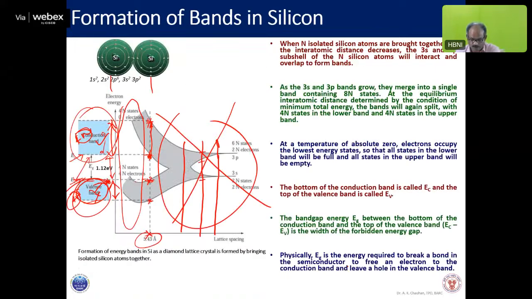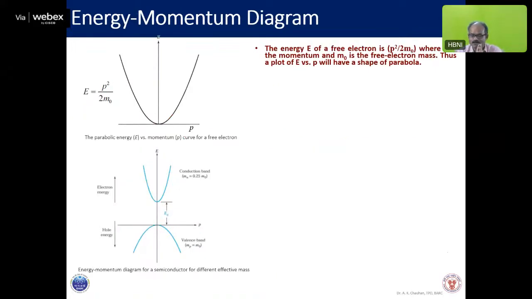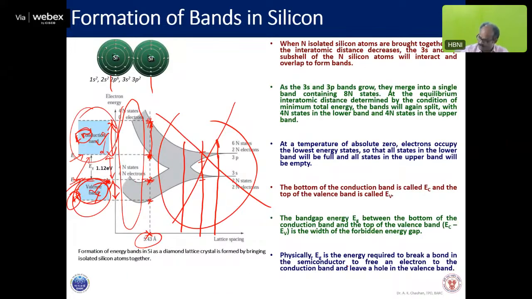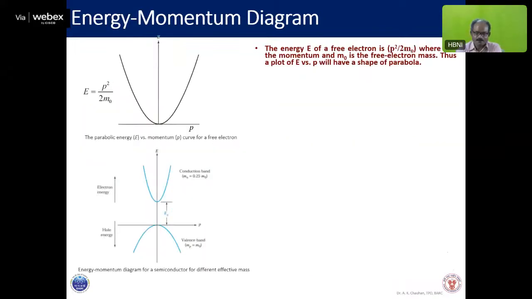So if this is clear, then we go to another important concept, and that is the energy momentum diagram. This was a picture when we tried to move from this side to this side, and we considered only two atoms, but actually there are n atoms, and they are moving from all three directions. So there is another very important concept, that is the energy momentum diagram.